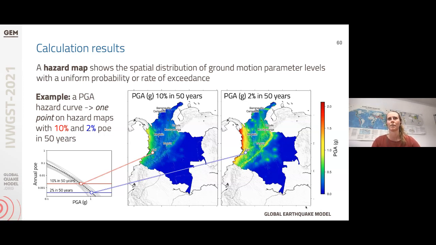What can be seen here is that as the probability of exceedance is decreasing, so we're looking at a more extreme or a less common representation of the hazard, certain structures that aren't as visible in the 10% in 50 years map are starting to pop out.